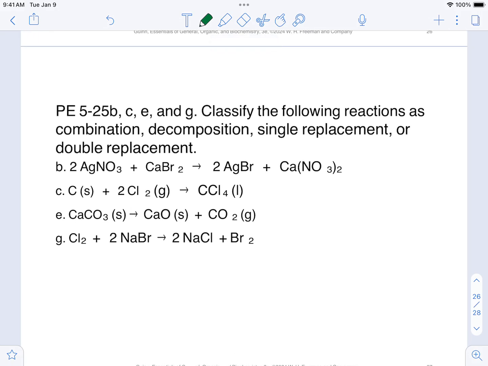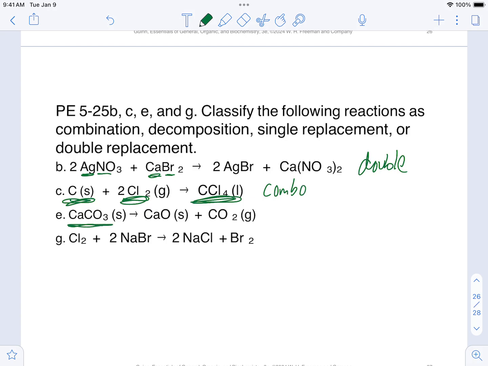Classify the following reactions as combo, decomp, single, or double. This should be a good spot to pause the video and do these and then check your answers. Letter B here, I notice 2 different pairs here and they're swapping. This would be a double displacement. Letter C, I'm starting with 2 things and I'm ending with 1 thing. There's no plus on the right-hand side. That is a combination reaction.